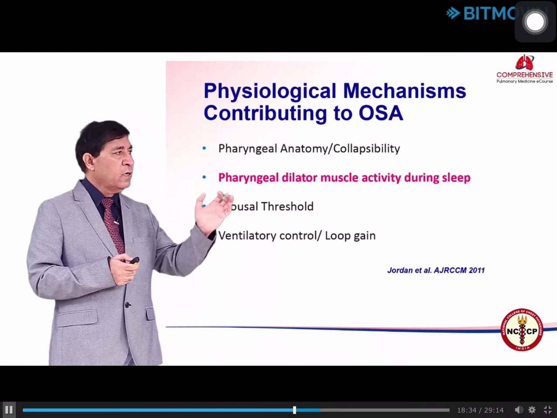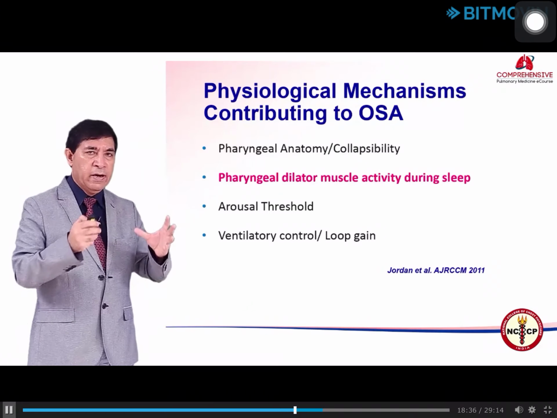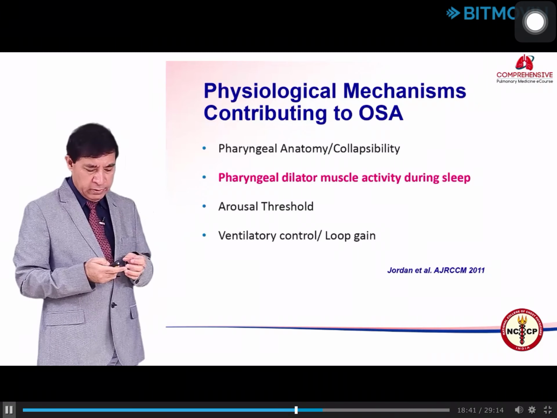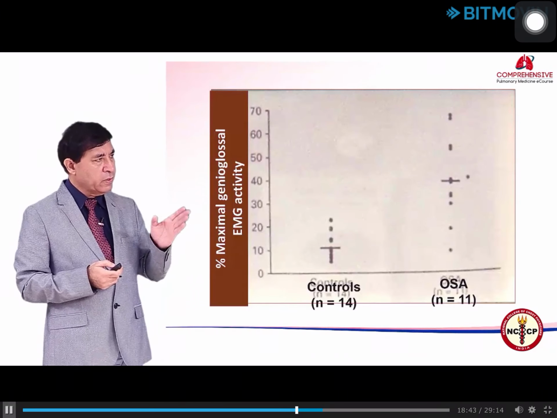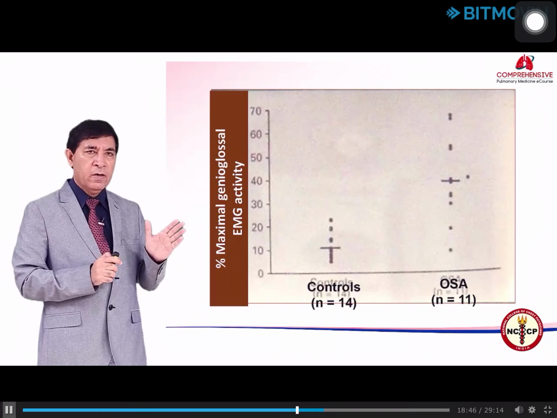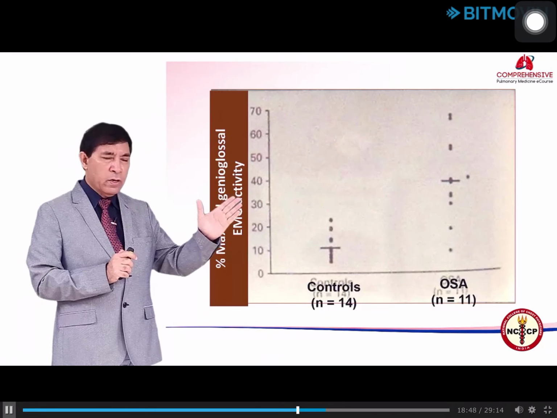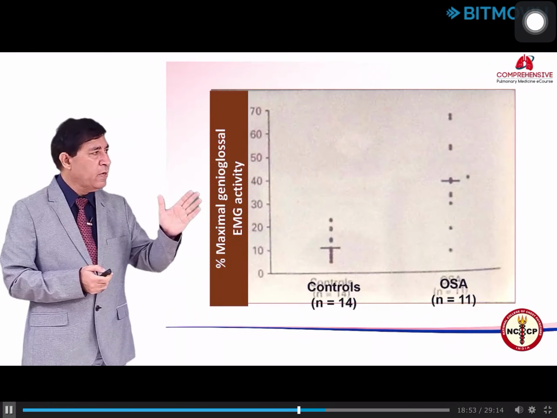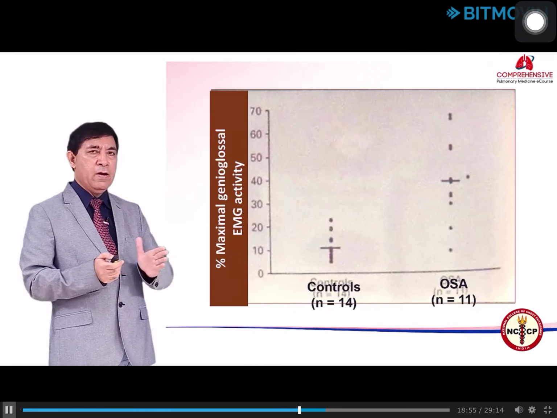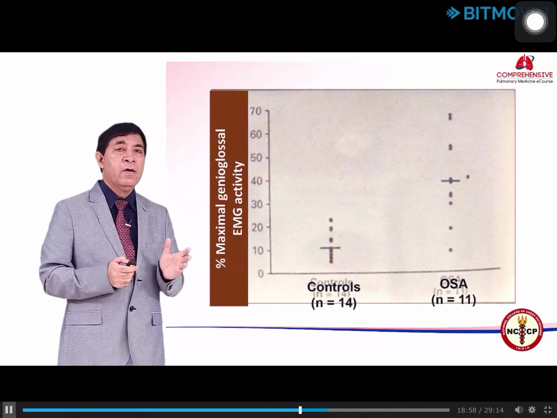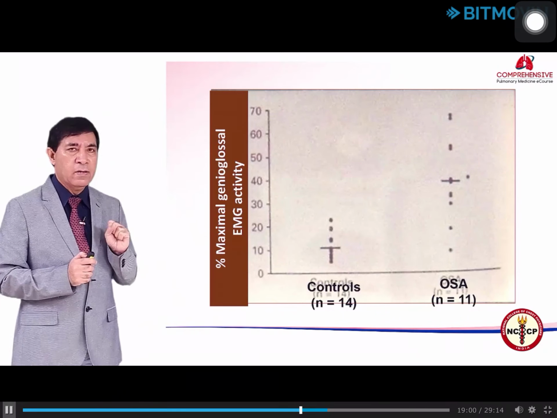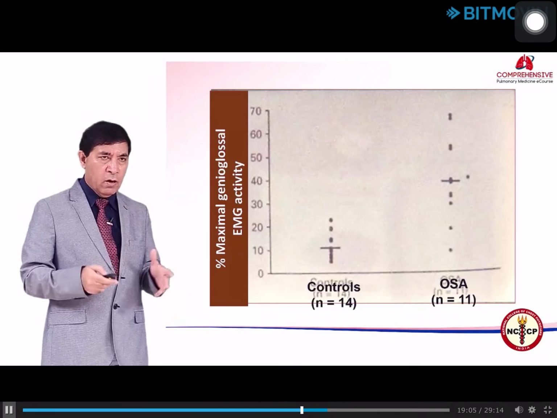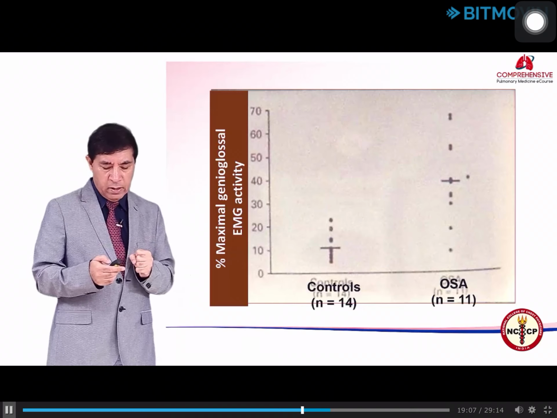So how is this deficiency compensated? As I mentioned, during the waking hours, the pharyngeal dilator muscles compensate for this, and this can be seen here. You can see the pharyngeal dilator muscle activity normally in controls, which are normal people, and in obstructive sleep apnea patients, and you can very clearly see that the baseline pharyngeal dilator muscle activity during waking hours is significantly higher in obstructive sleep apnea patients than in the controls. So that's how these patients breathe and keep their upper airway open.